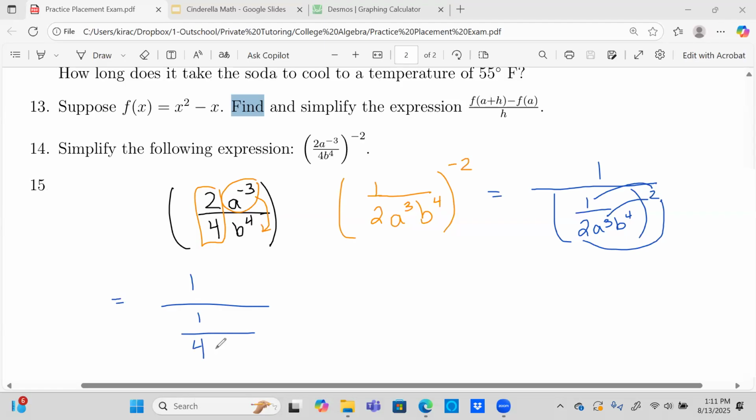So that would be a to the 6th, b to the 8th. But then I don't like this double fraction, so we're going to keep, change, flip. So we're going to keep the 1, change to times, and flip. Ones are gone. Final answer, 4a to the 6th, b to the 8th.